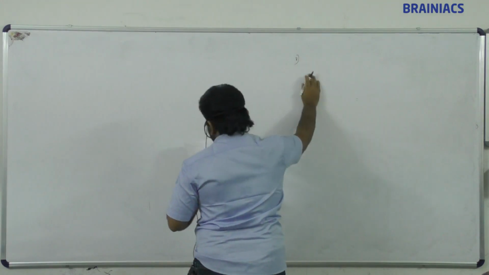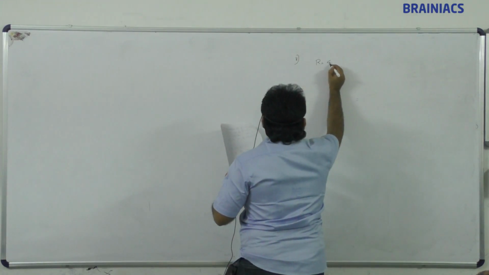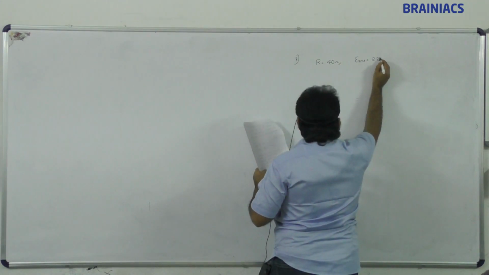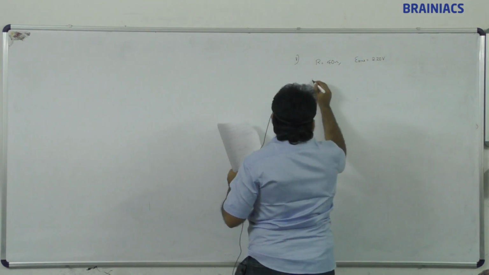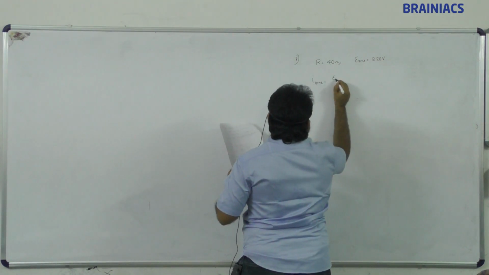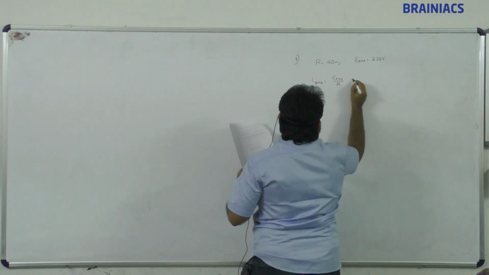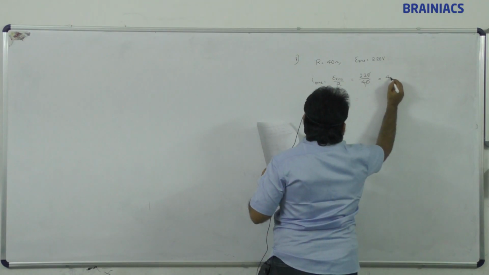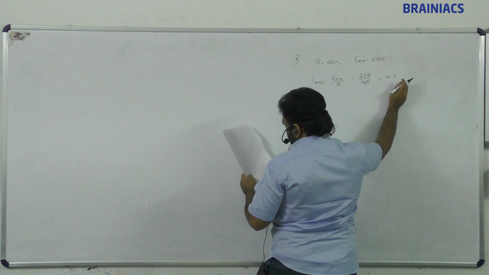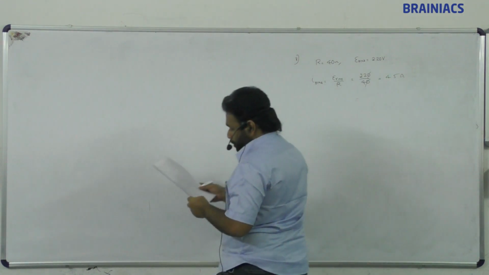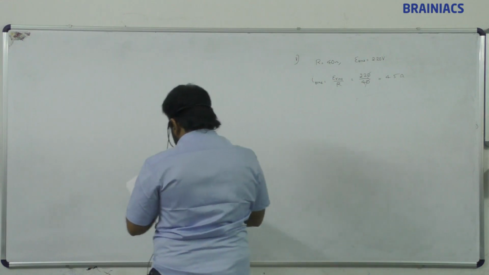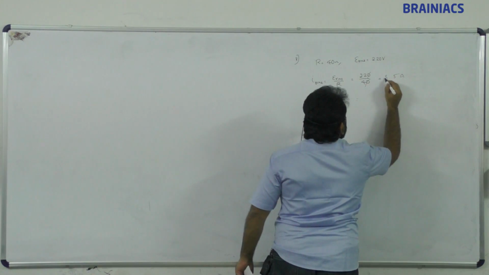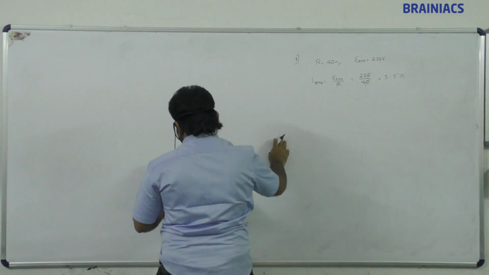So question number 8. Resistance is given as 40 ohm. ERMS is given as 220 volt. Question is IRMS. So IRMS is ERMS by R. So 220 divided by 40. So this is going to be 5.5 ampere. Then the maximum instantaneous current in the resistor. Next question is the maximum instantaneous value.